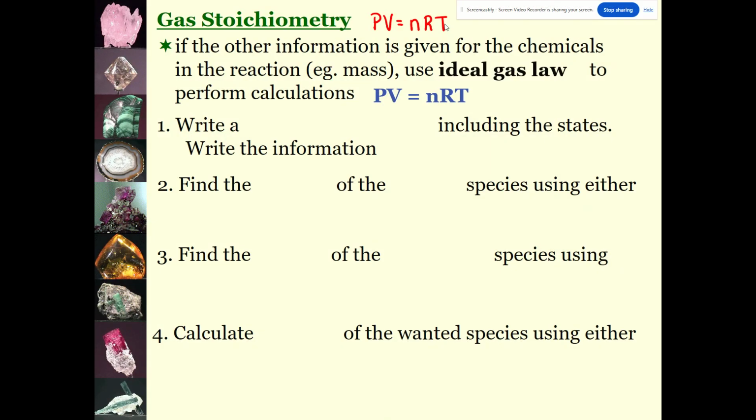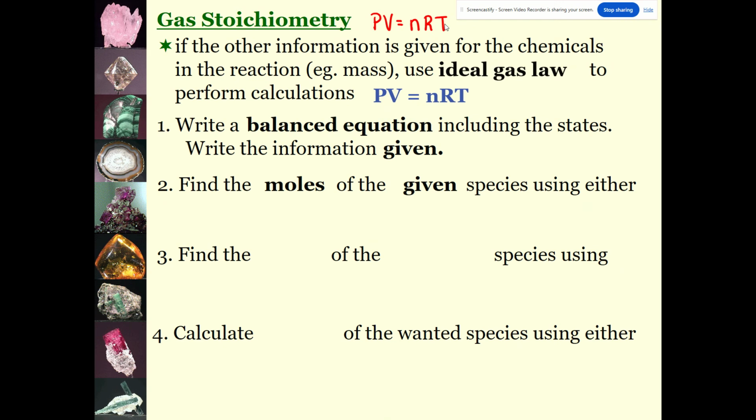We're going to start with a balanced chemical equation, including the states of everything, writing down all the information given, labeling the wanted and given in our question. Then we're going to, like before, find the moles of the given species.